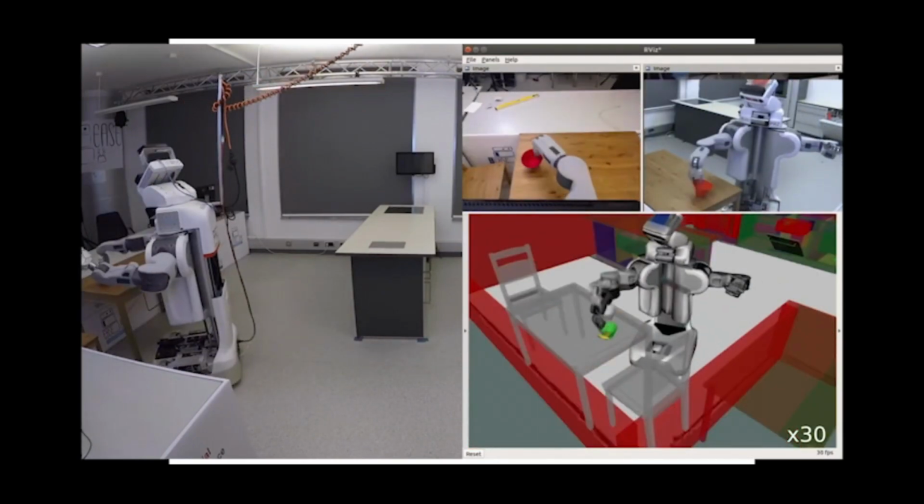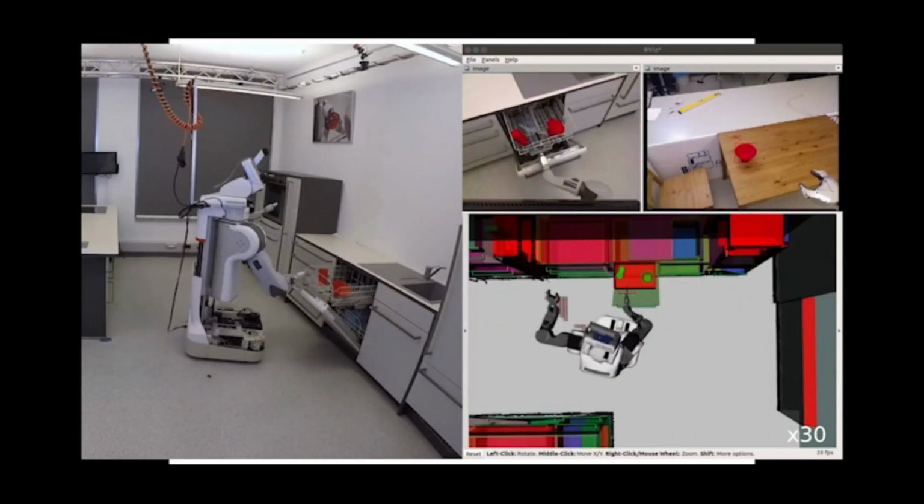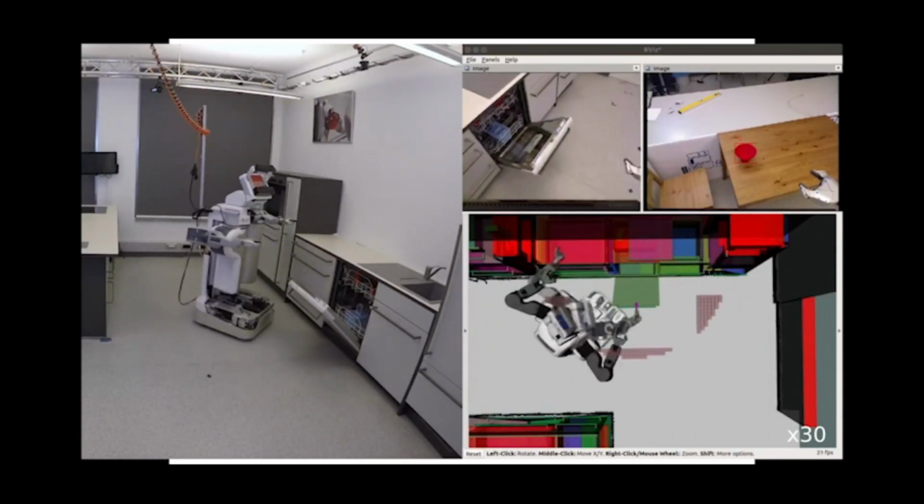Finally, in order to reach human-level skill and mastery, the robot needs to be able to improve its performance over time based on collected experience.